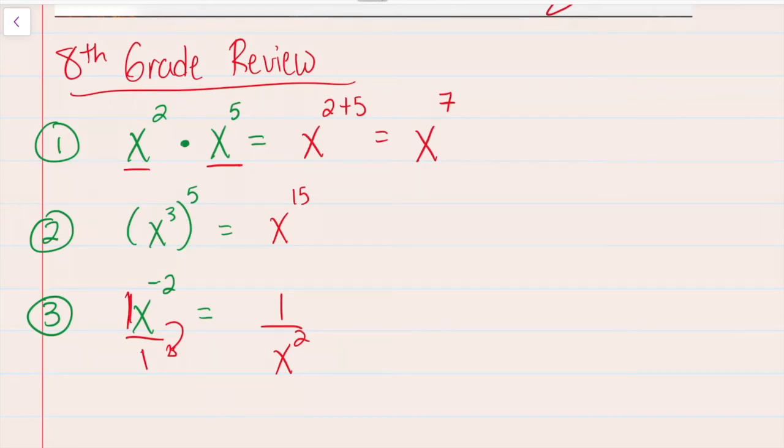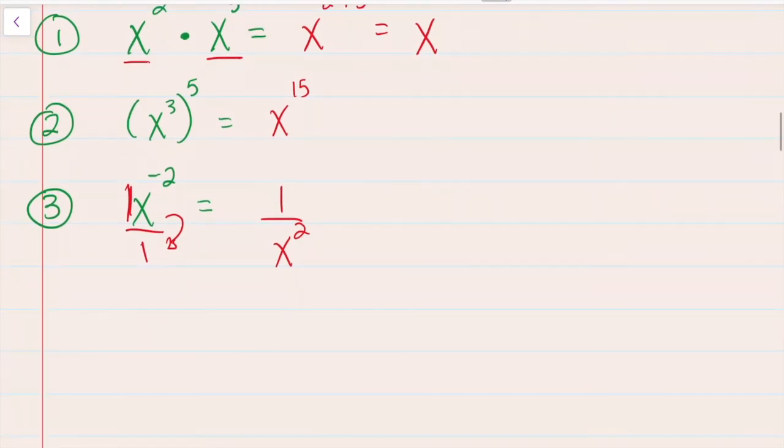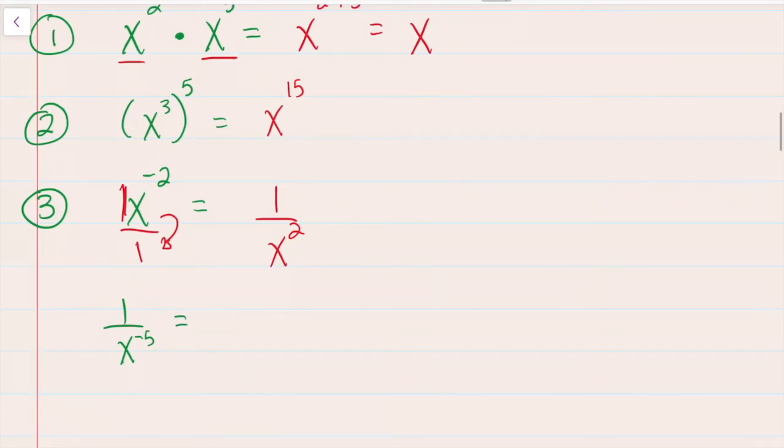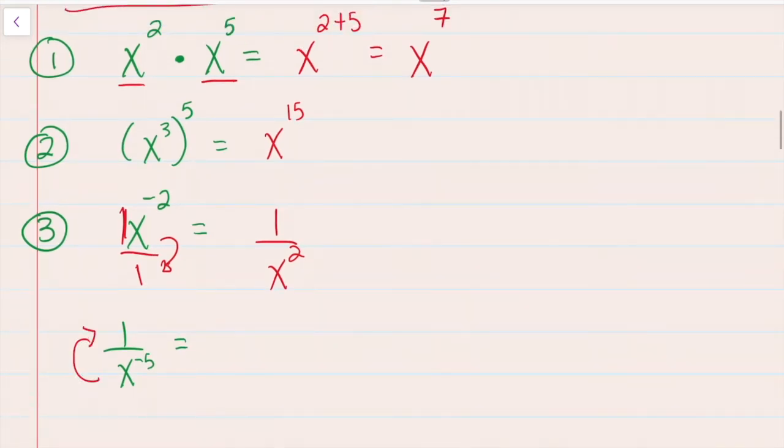Another example is if we had 1 over x to the power of negative 5. You move it up to make the exponent positive. So you would say x to the positive 5 over 1, or because that's just a 1 at the bottom, you just leave it as x to the 5th.